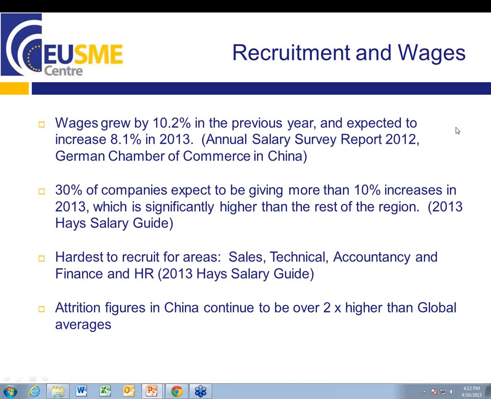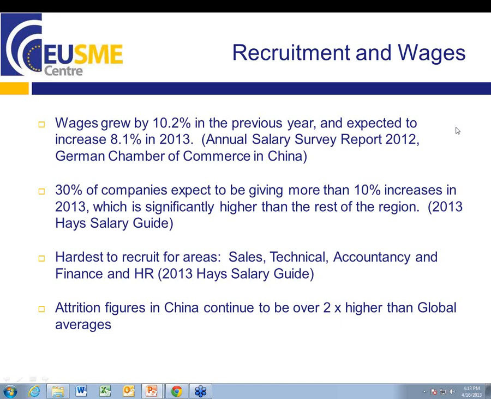According to the Hays survey, the hardest areas to recruit for are sales, technical roles, accountancy, finance, and HR, all clearly very important roles, and I'm sure many of the roles that many of you are trying to fill. In terms of attrition figures, I've mentioned that they're 2 times higher than global averages. A few other data points that I think are important, which are not here, and I will mention, and we'll talk about the resources at the end of the webinar. We also have 93% of employers believing that skill shortages will hamper their business operations somehow. Again, this is based on the Hays survey.